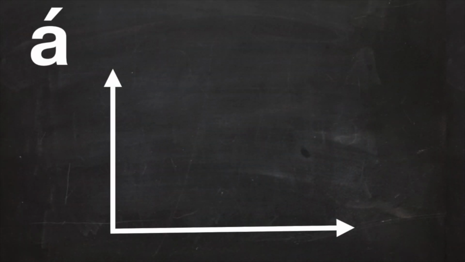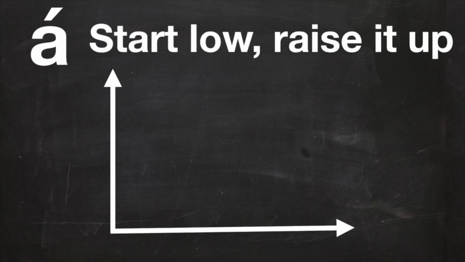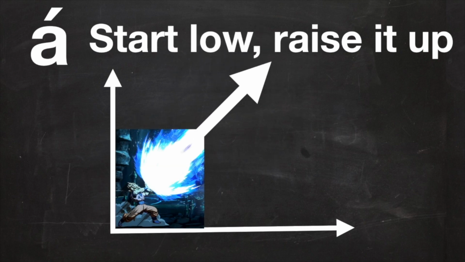The second tone starts a little bit lower than the first tone, and then you raise your voice up. So, ah. For example, in the word fan, which means bother. And so, as you can hear, you start low and then you raise it up. Fan. Now you try.